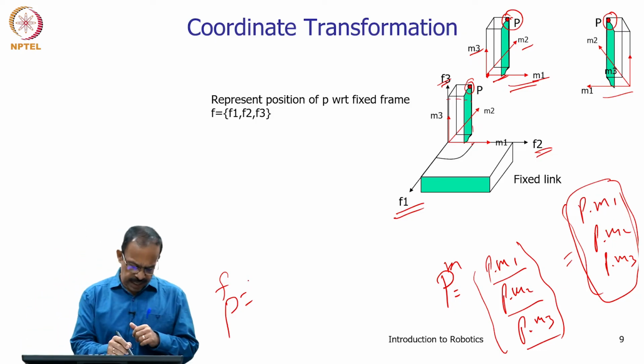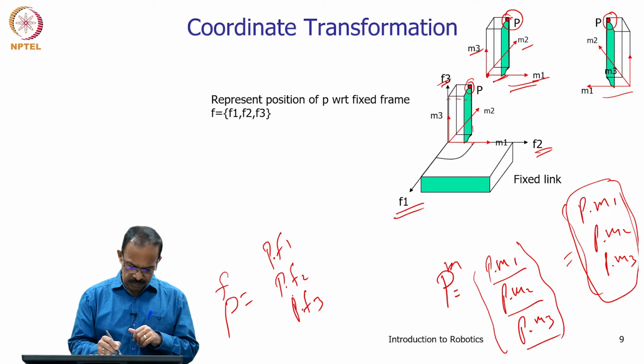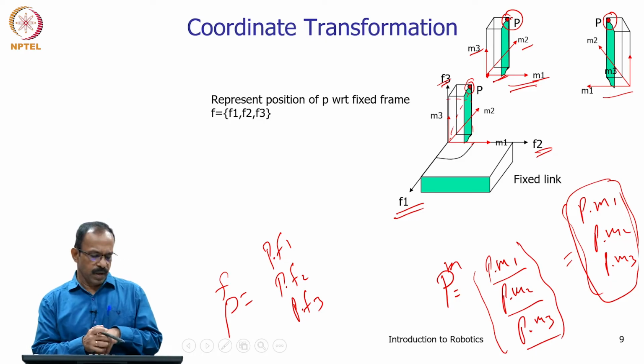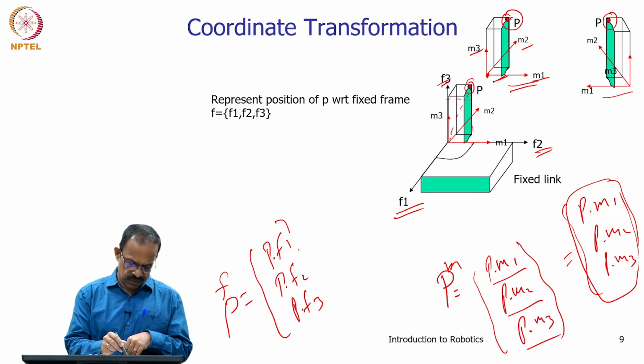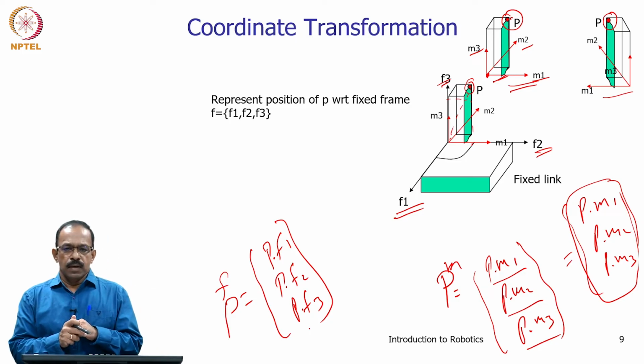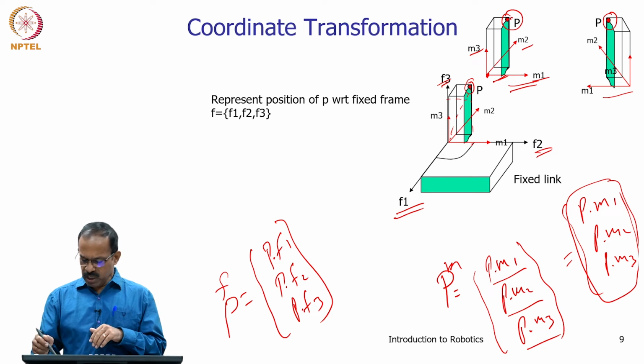I can actually get it again by using the same principle. I take P dot F1, P dot F2 and P dot F3. I can take the dot product of this vector P with respect to F1, F2, F3, and I will get the position of this. And the position of P with respect to M will be P dot M1, P dot M2, P dot M3.